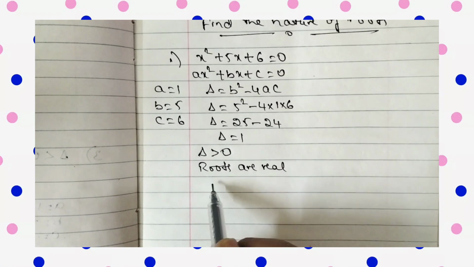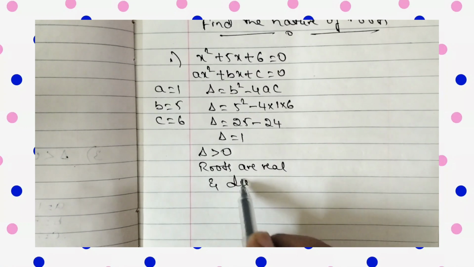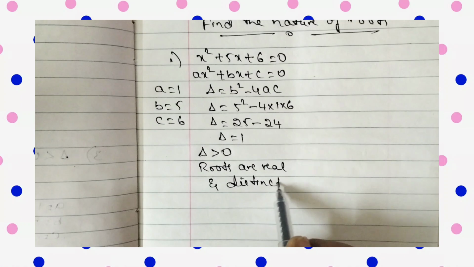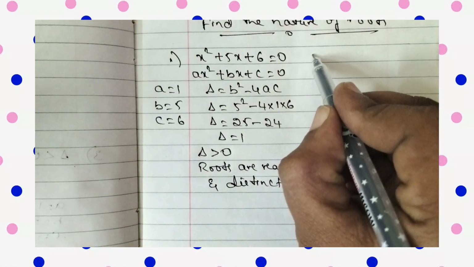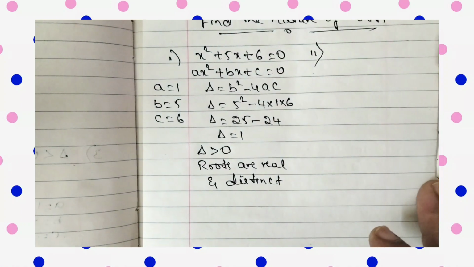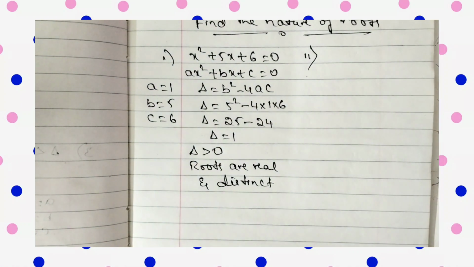The roots are real and distinct. So the roots we will get are real but they are distinct. That means they are different. So like this we have to solve question number 1. Now let us solve the second question.